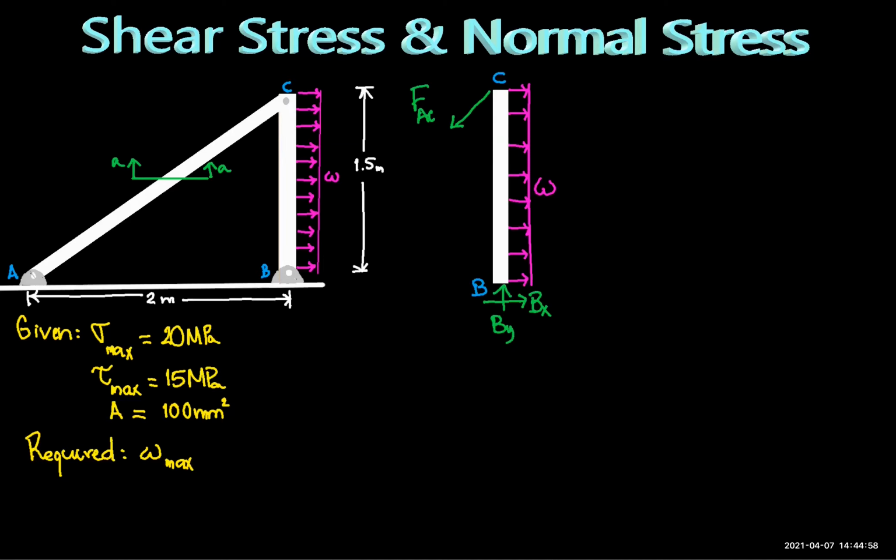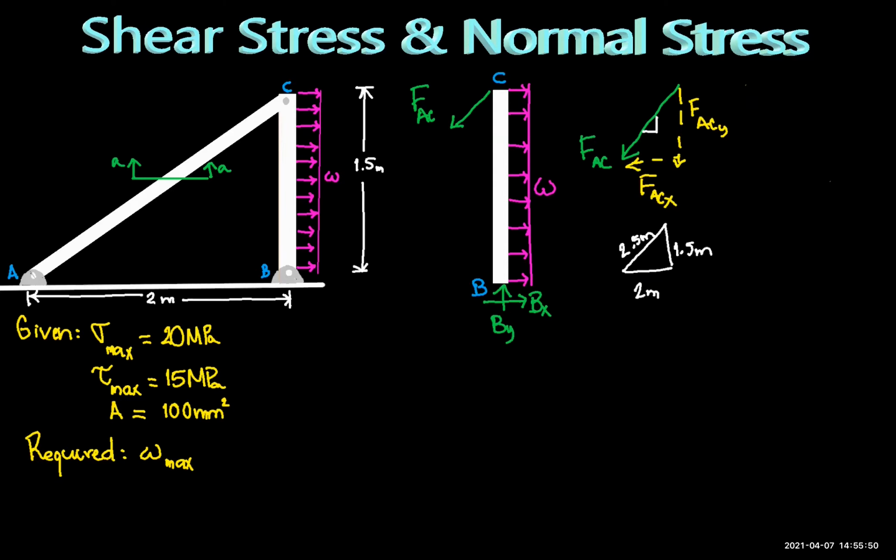Okay, once we have drawn the free body diagram of member BC, we see that the axial force of member AC has two components, the X component and the Y component. Therefore, we need to break that force into components. To do so, we use the ratio of the structure dimensions, so that the X component of the force will be the magnitude of the force times 2 over 2.5, and the Y component of the force will be the magnitude of the force times 1.5 divided by 2.5.